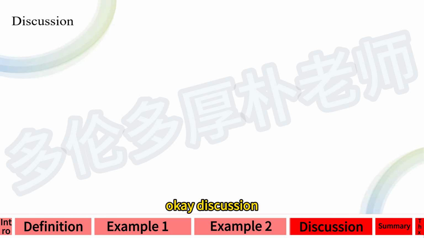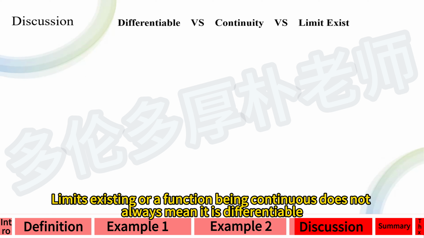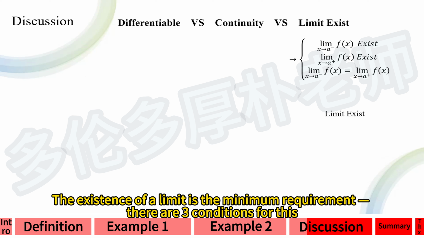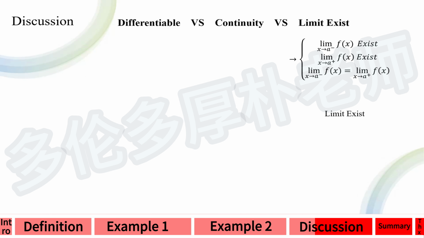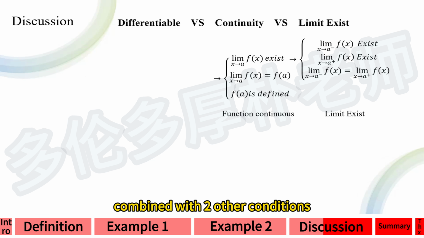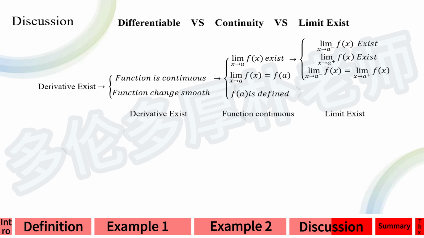Okay, discussion. A limit existing for a function being continuous does not always mean it's differentiable. The existence of a limit is a minimum requirement. There are 3 conditions for this, which we have already learned. If all conditions are met, combined with 2 other conditions, we get a continuous function.